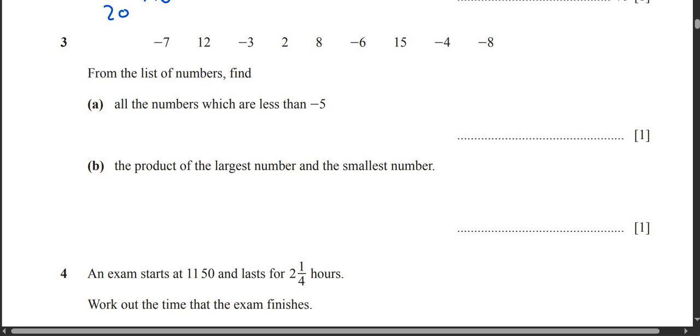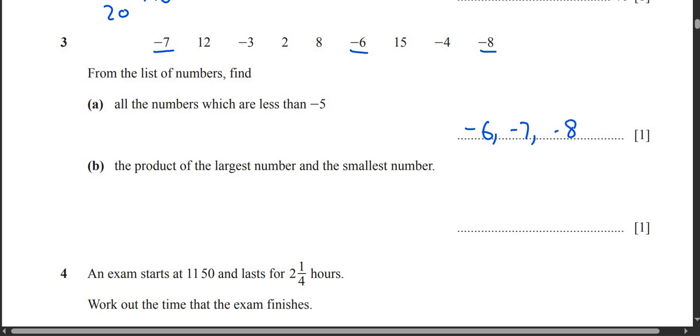Now if we move on to question 3, it says from the list of numbers find all the numbers which are less than -5. Because it has a minus sign, the greater the number, the smaller it actually is. So we have -6, -7 and -8. We will write -6, -7 and -8.